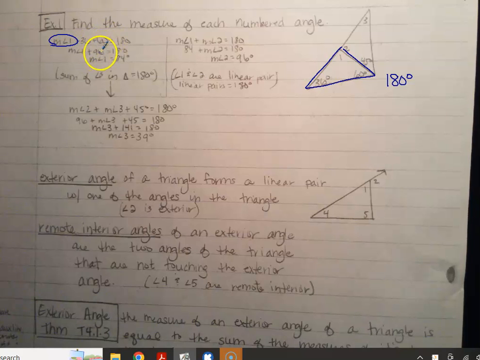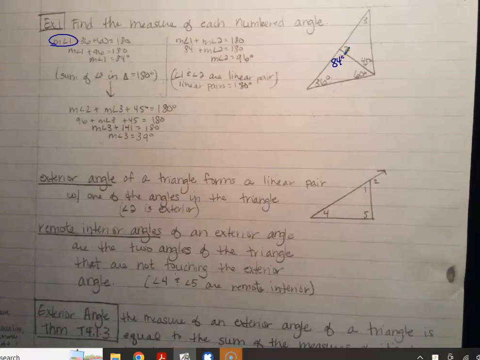So then I solve this. 36 plus 60 is 96. I subtract 96. The measure of angle 1 is 84 because the sum of the angles in a triangle equals 180 degrees. So I could solve for that angle 1. I got it. I'm good. Now that I know that angle 1 is 84 degrees, I can write that in there.